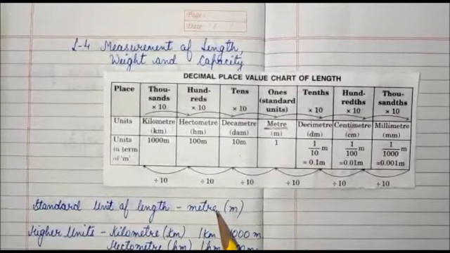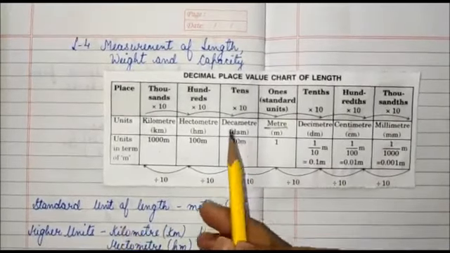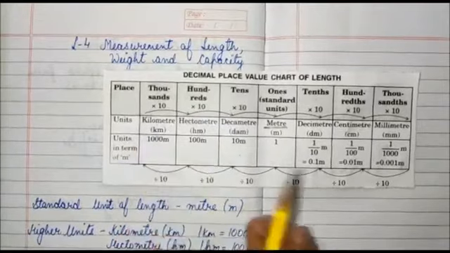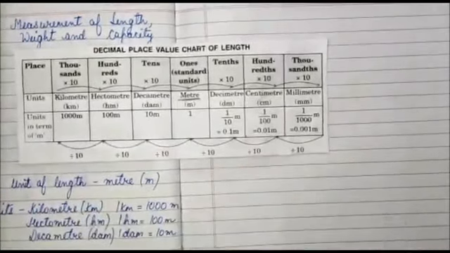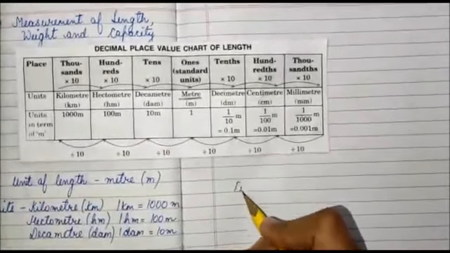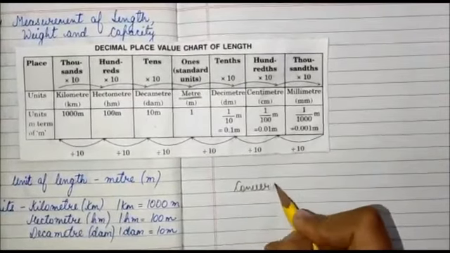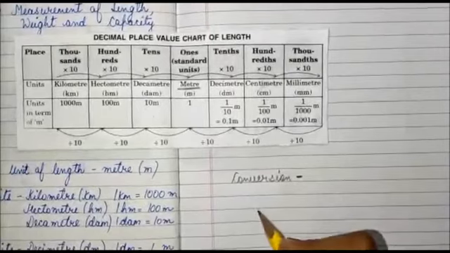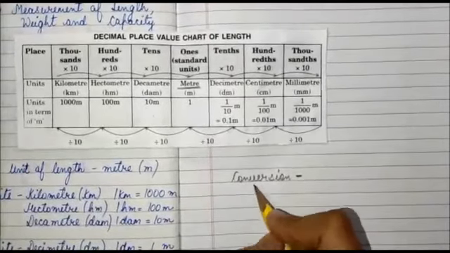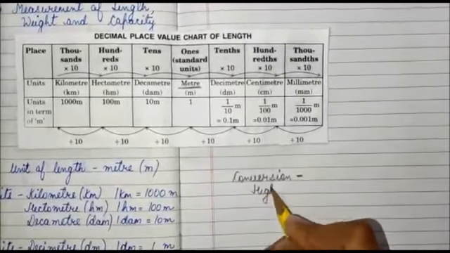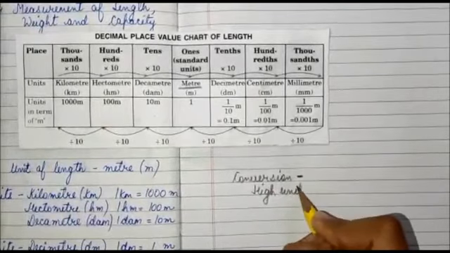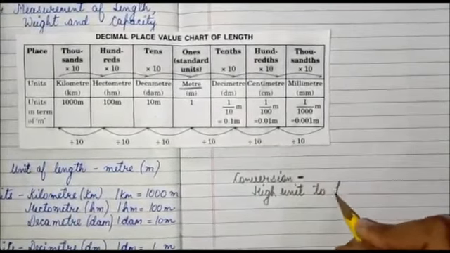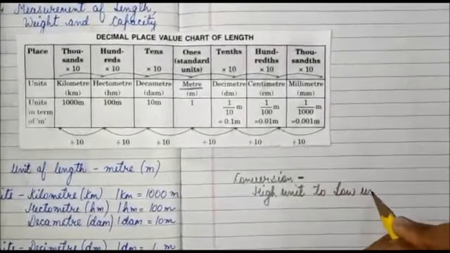Now we have to do one thing more. Whenever we are converting any particular unit to any other unit, there are 2 things that you have to remember. It's about the conversion I'm telling you right now. Whenever you are converting from high unit to low, always remember, from high unit to low, you will always multiply.